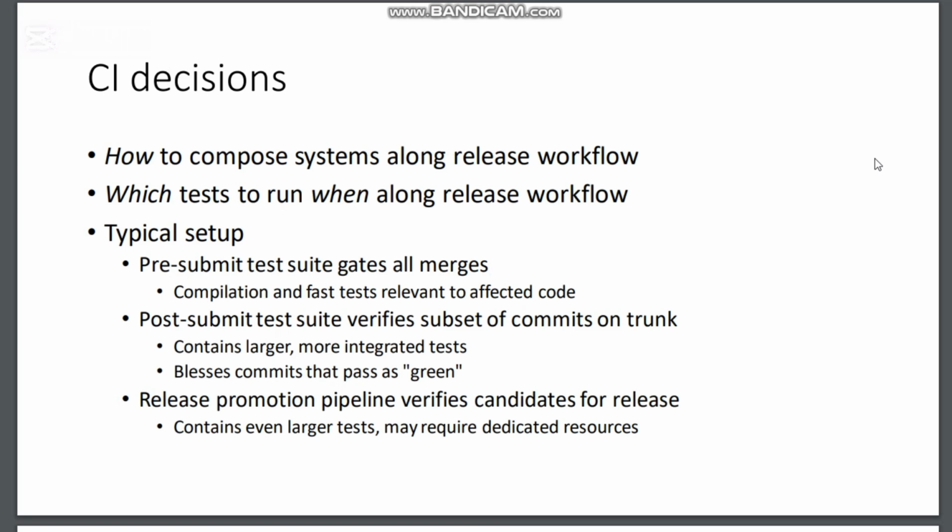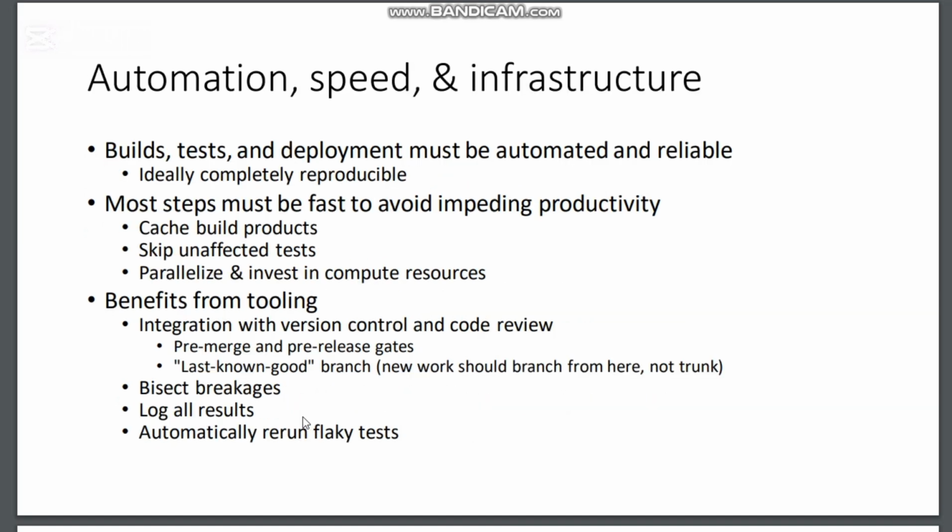After the code is merged, a post-submit test suite runs. This one runs more detailed tests on the specific commits in the main branch, called the trunk. If these pass, the commits are marked as green and considered stable. Finally, a release promotion pipeline runs even more extensive tests to ensure the code is ready for release. These tests often require extra resources and check if the system is fully integrated and reliable. This approach ensures quality at every stage of development.